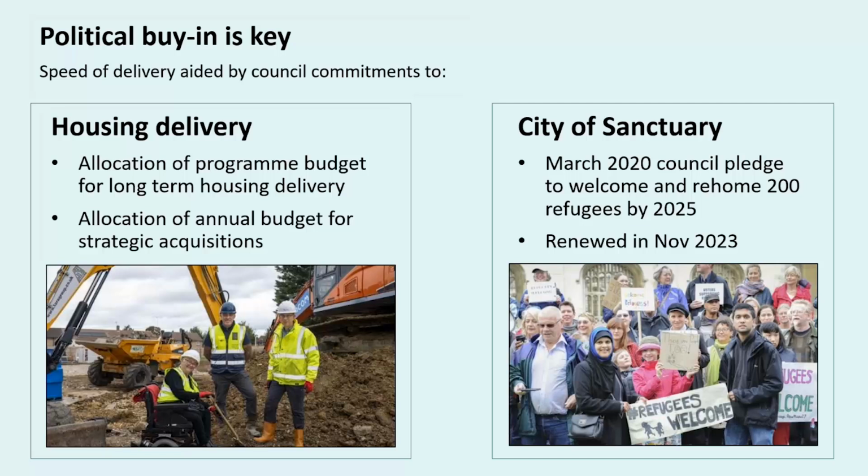The second point is Cambridge has been very vocal about being a city of sanctuary. There was an existing pledge to rehome 200 refugee families by 2025, and that was renewed last year to a further, I believe, 10. But that's answered any questions that there may be coming through in terms of influx onto the housing register and how that can be managed.